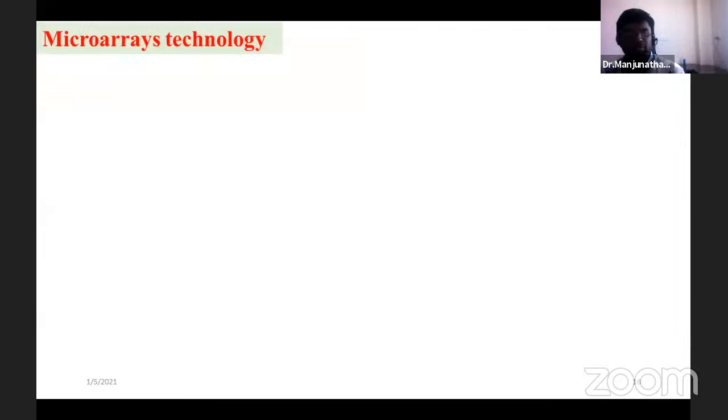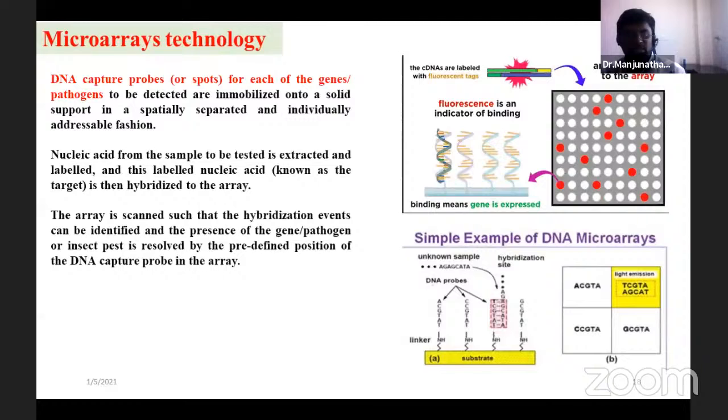Another molecular method is the nucleic acid hybridization method, which we can call microarray technology. Array means a line, it's spots.